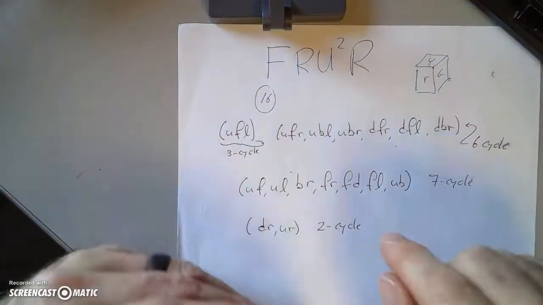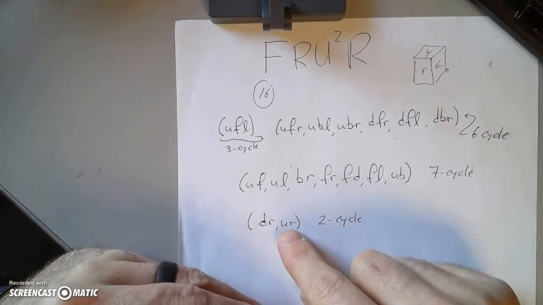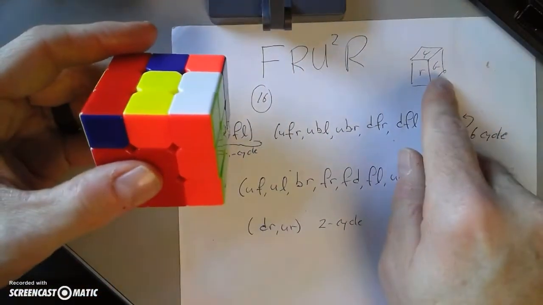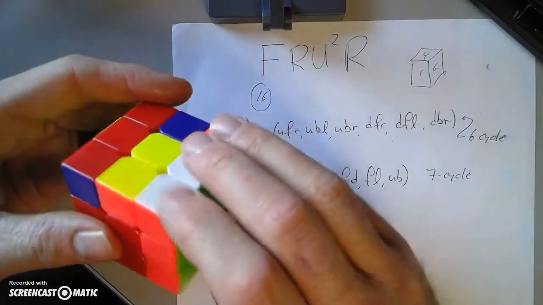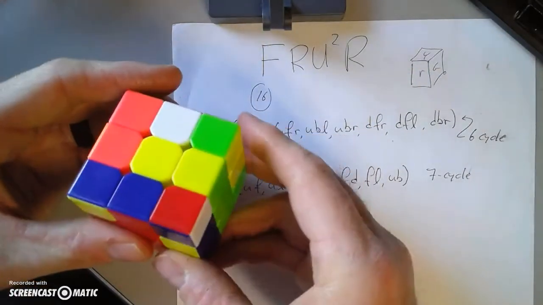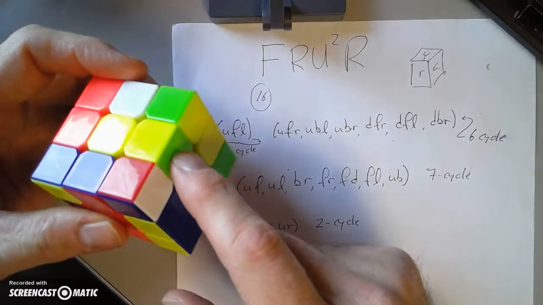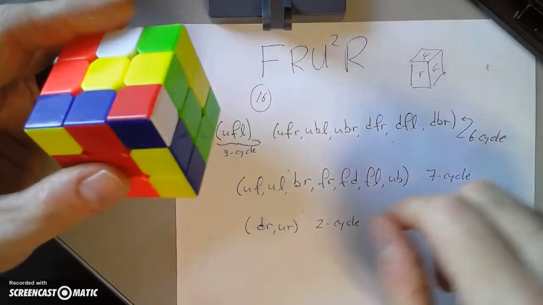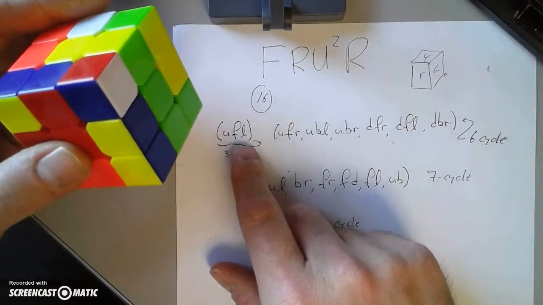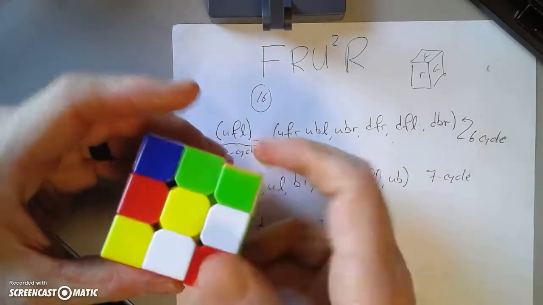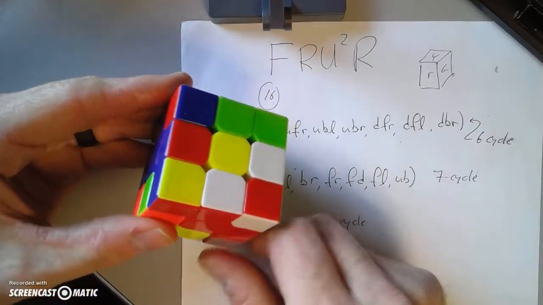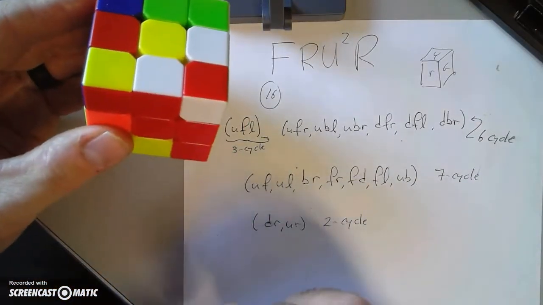So I've already done this once. If I do it a second time, I should see this cycle go back. So red is my front, green is my right. So FRU squared R. And I see that my upright and downright are fixed. That corroborates. If I do it another time, this corner should be fixed again. FRU squared R. That corner is fixed. There's my 3 cycle. It's a total of 3 times.